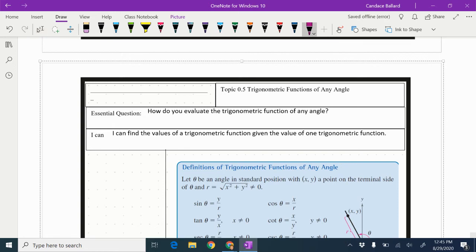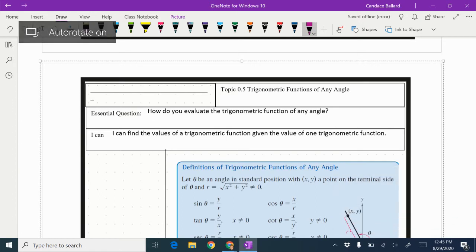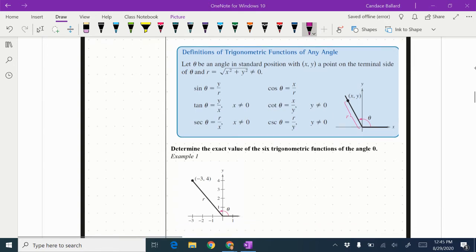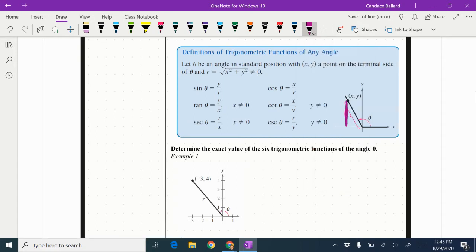So, first of all, we've got the definition of trig functions at any angle, and we have basically seen this already. It's an angle on the coordinate plane. You need to basically find the triangle. Oh, that is way too thick. Let's go back to that. Let's try that. That's better. So you find your triangle. Doesn't matter what quadrant it is in. This is always the reference angle.